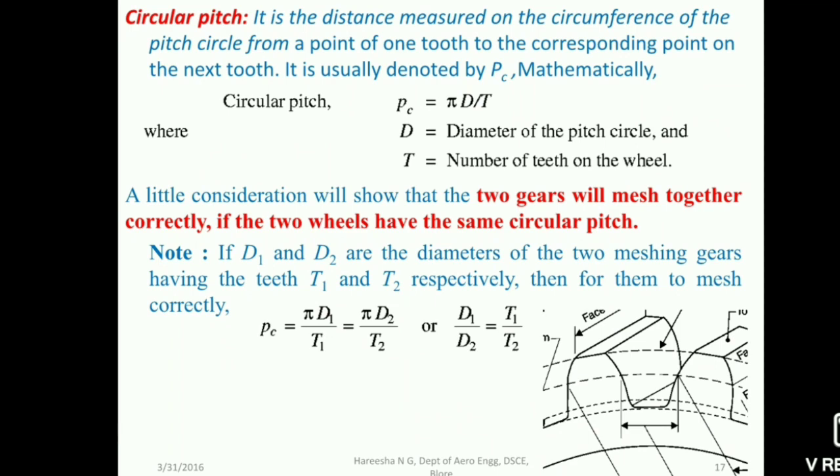Circular pitch I have already explained. There is a formula to find it also. Pc equals pi d by t, where d is the diameter of the pitch circle, and t is the number of teeth, how many teeth are present on the wheel. So pi d by t will give you the circular pitch, which, as I already told you, is the circumferential distance from this point to this point.